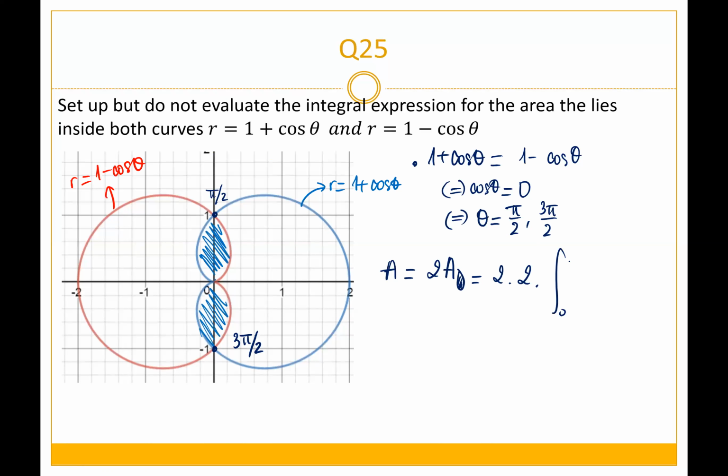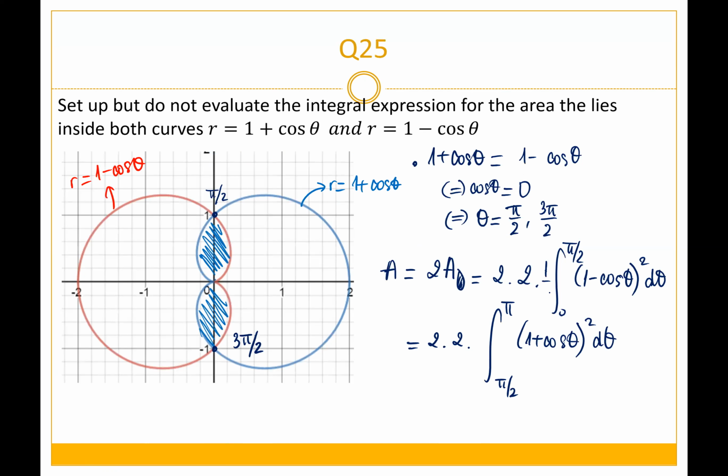So from 0 to pi over 2 of 1 minus cosine theta squared d theta. Or you can take the blue one. So here it's going to be pi over 2 to pi, of 1 plus cosine theta squared d theta. Oh yeah, and then these areas must have the half in front of it. Yeah, the half I always forget, honestly. But yeah, you should remember that.